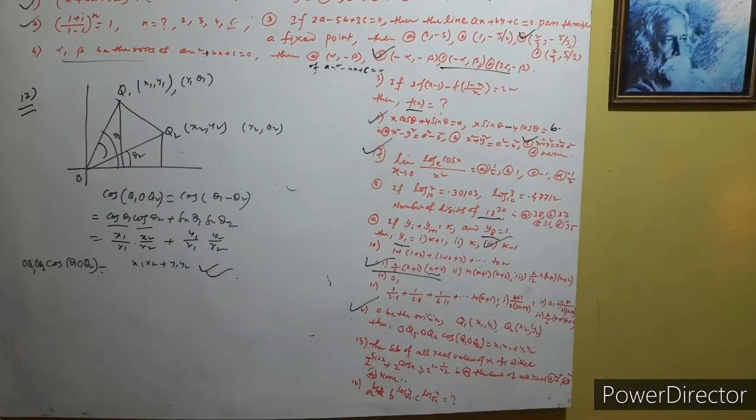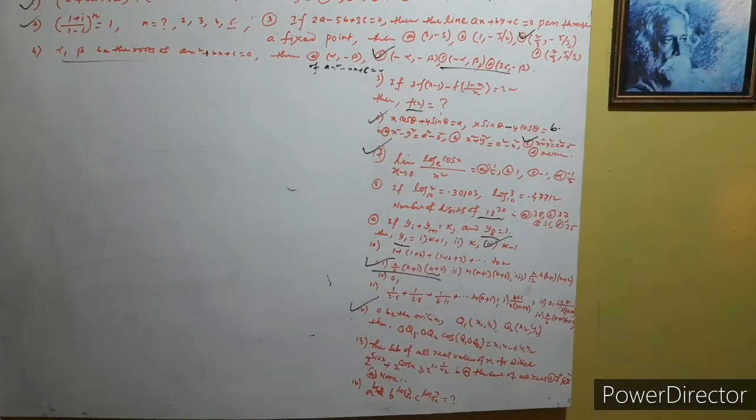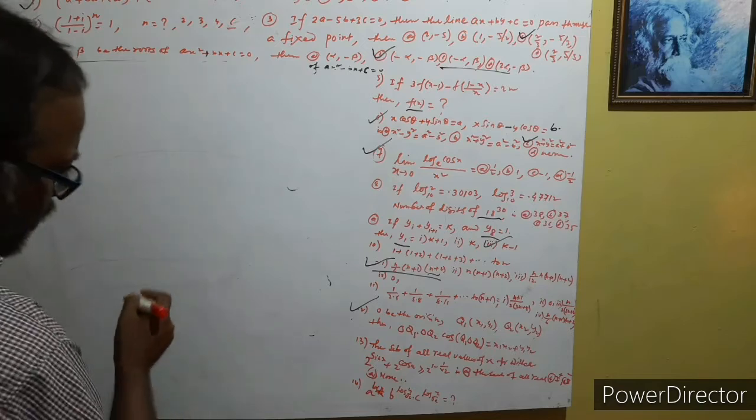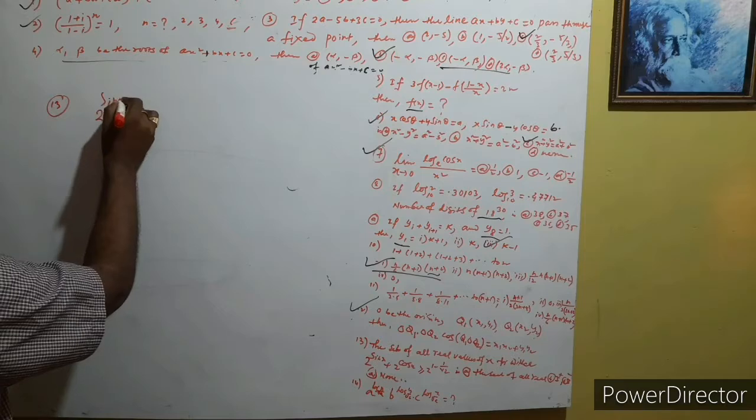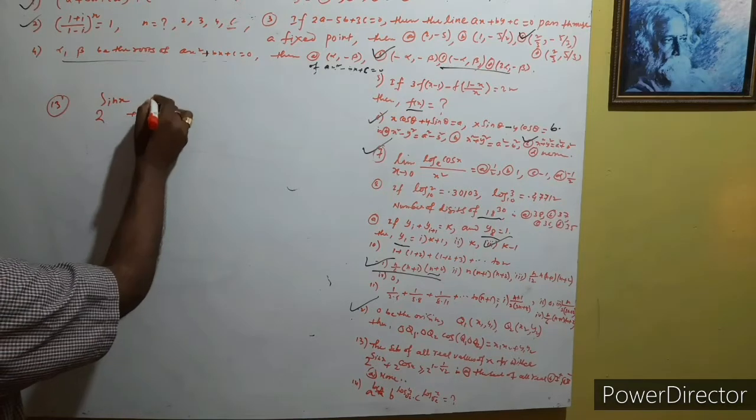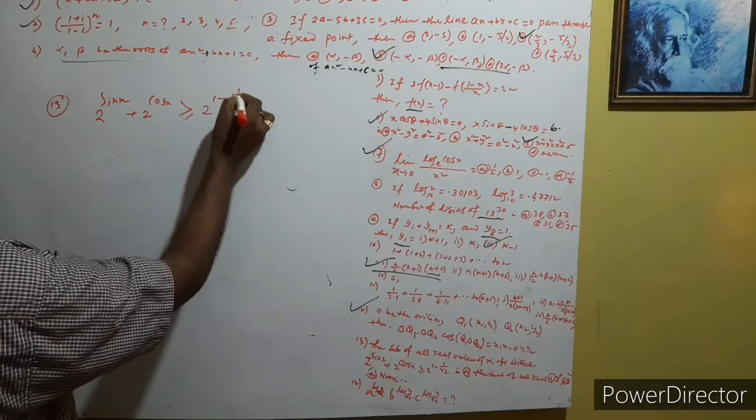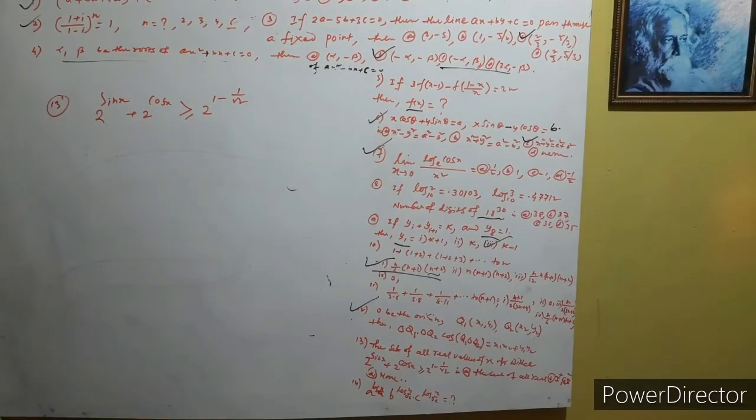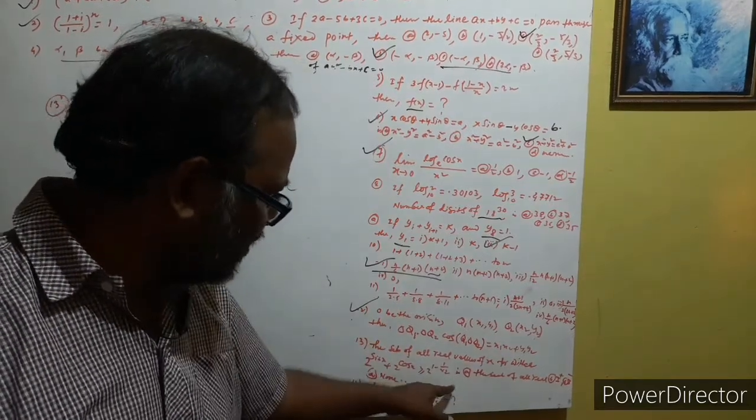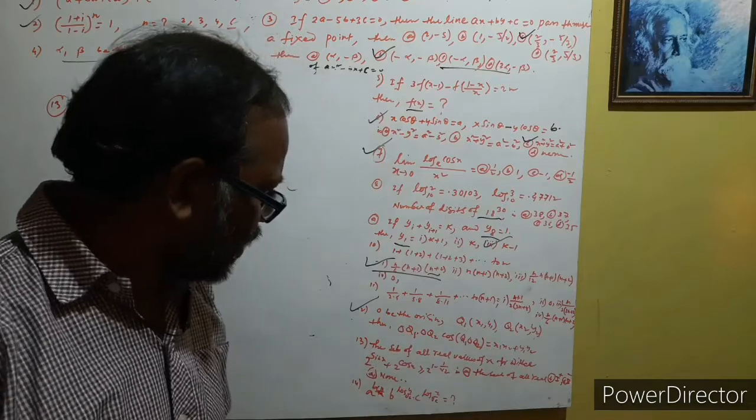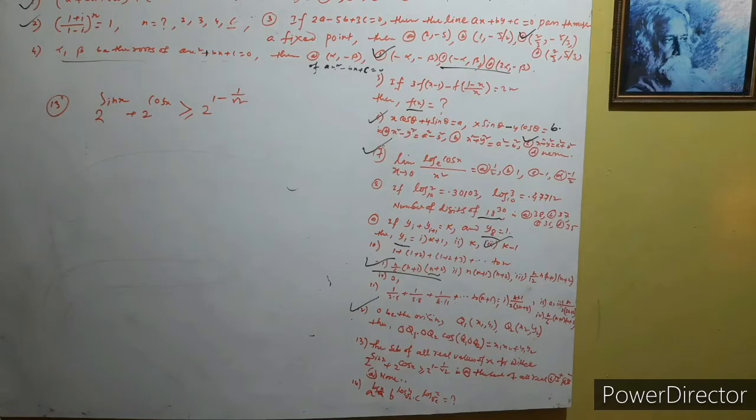Next question, question number 13. 2 to the power sin x plus 2 to the power cos x is satisfied for 2 to the power 1 minus 1 by root 2. The question asks for the set of all real values of x for which this is satisfied: the set of all real numbers, positive integers, negative integers, or none of them. So none of these.